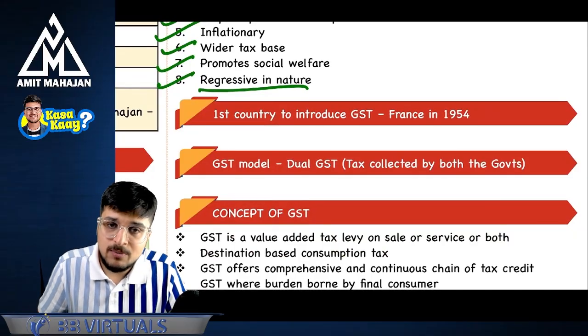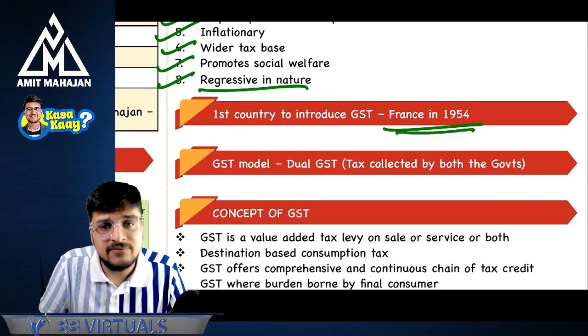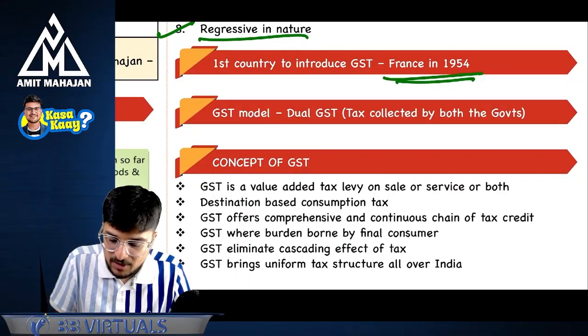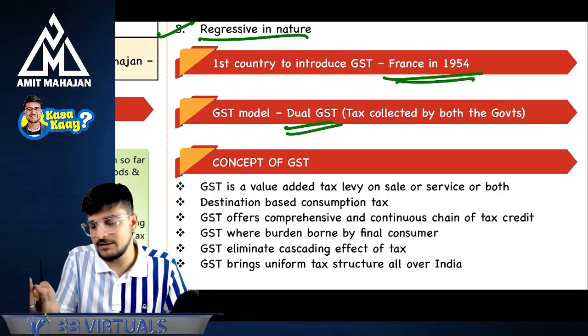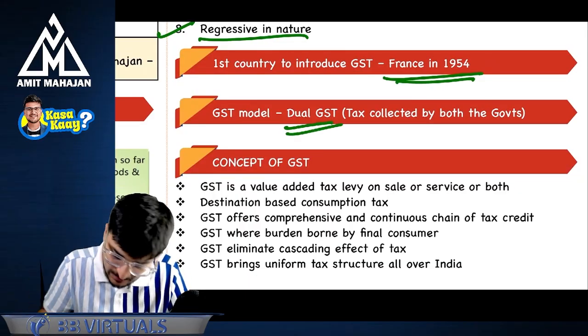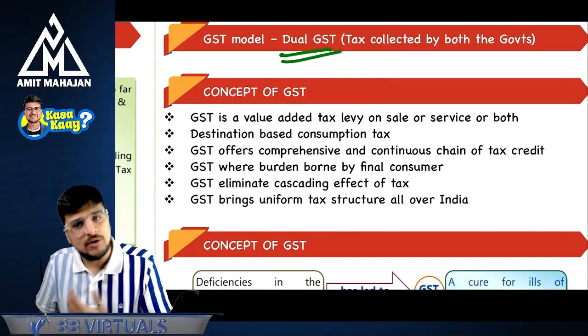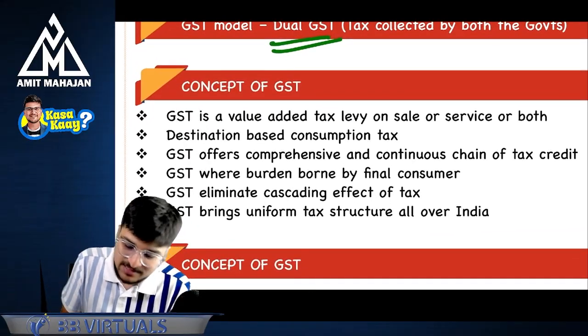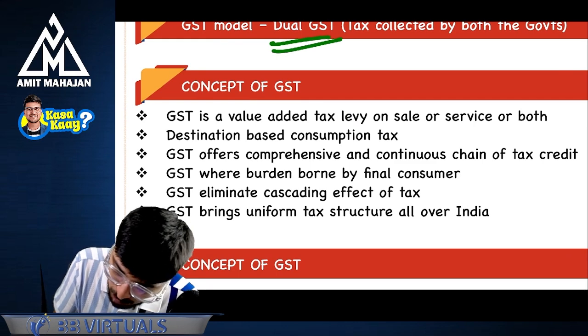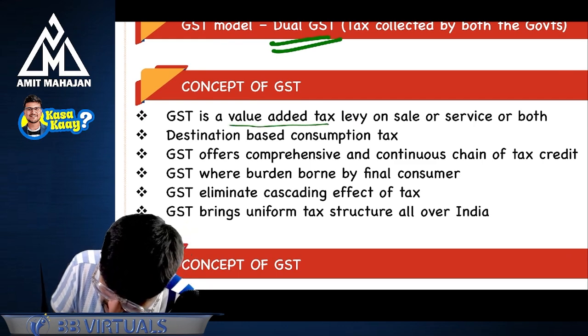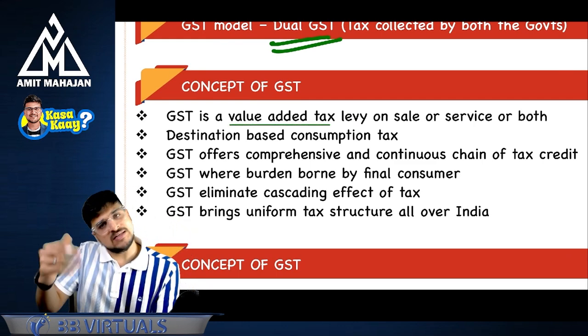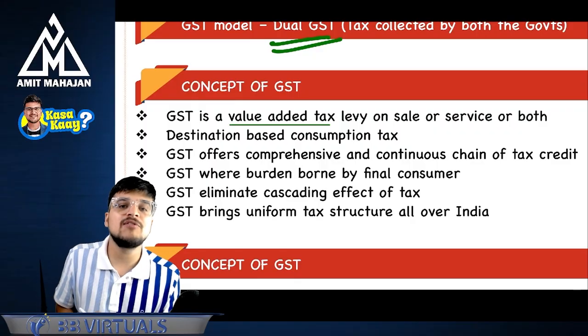Which is the first country to implement GST? This is France in 1954. We discussed. GST model has a dual GST model. See, that is the central government and state government. Right? Now, what is the concept of GST? See, GST is a value added tax. So, what is the meaning of value added tax? If there is no value addition, GST will not be applicable? No, GST will not be applicable.